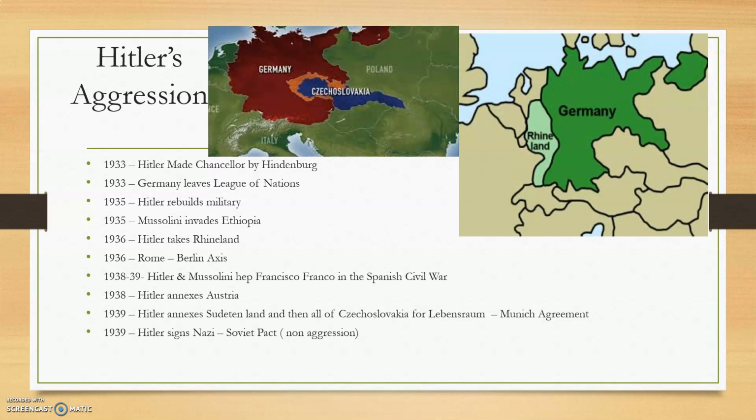Also in 1939, busy year, Hitler is going to sign the Nazi-Soviet Pact. He's basically going to go to Joseph Stalin in the USSR, Soviet Union, and basically it's just, hey, we promise not to attack you if you promise not to attack us. Stalin did not want a war with Germany, so he signs it.